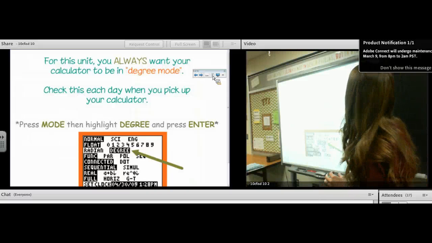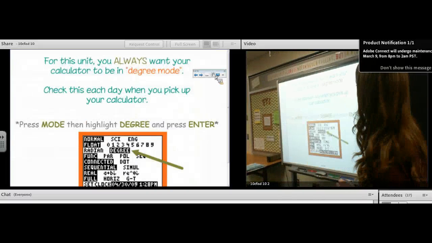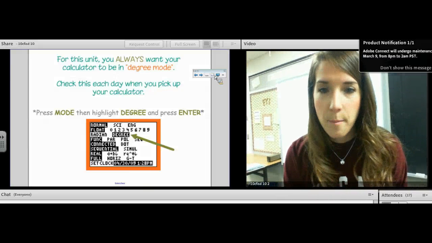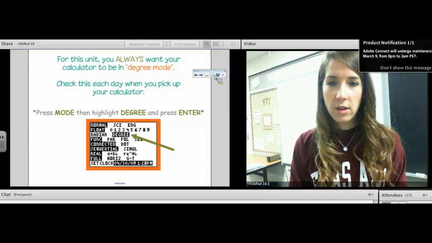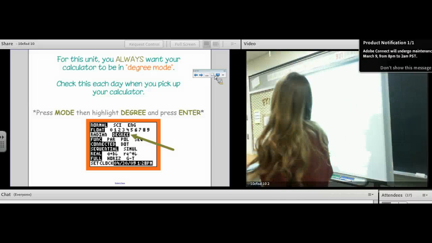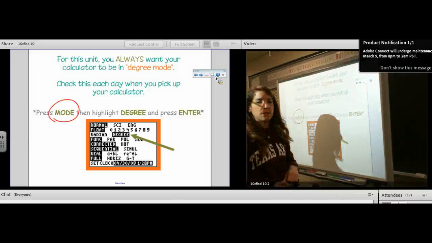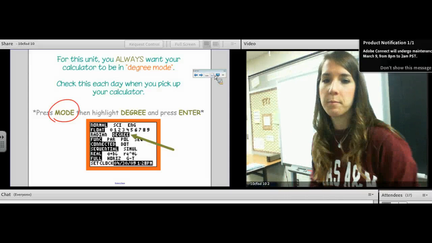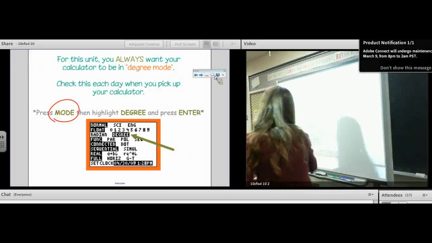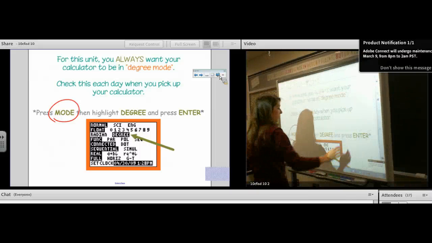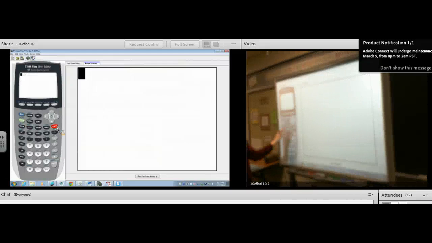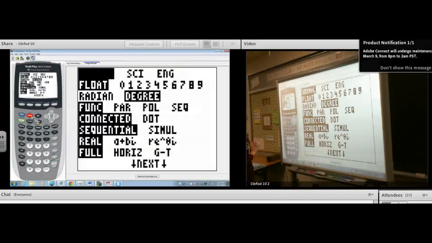So in this unit, you always, can I stress always, need your calculator to be in degree mode. How do you check if your calculator is in degree mode? You press mode. So everybody press mode. Go. Press mode. Press it. Find mode. Press it. You need to highlight degree and press enter. So let me do it with you. On your calculator, you press mode. And you should be at a screen like this.